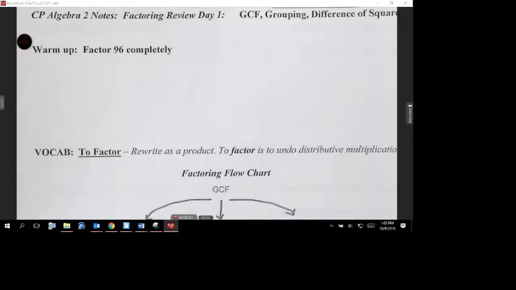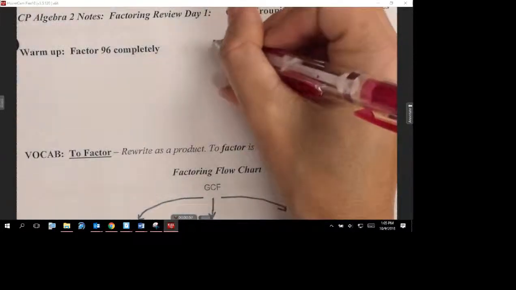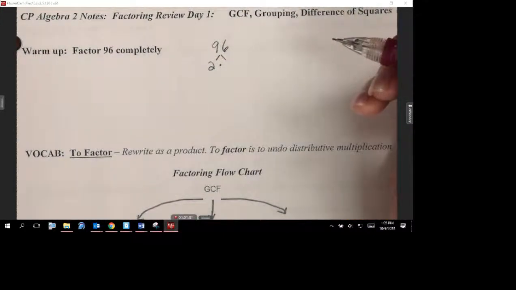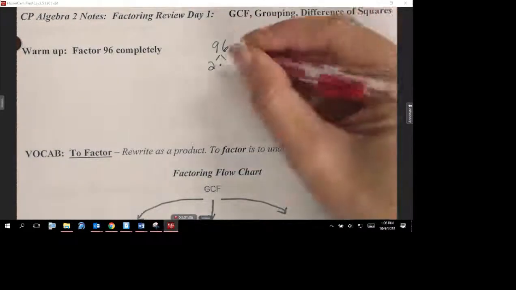How do you know 2 goes in the 96? Because it's even. So I'm going to start with 2, and I'm going to factor 96, once I find my pencil. Oh, here it is. So I'm going to take 96 and factor this to be 2 times... 2 times 50 is 100. 48.